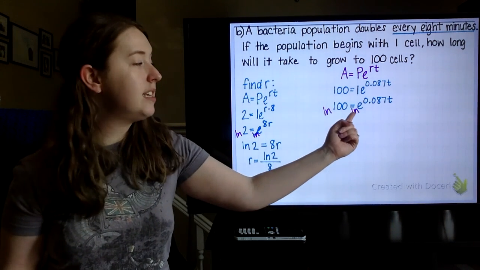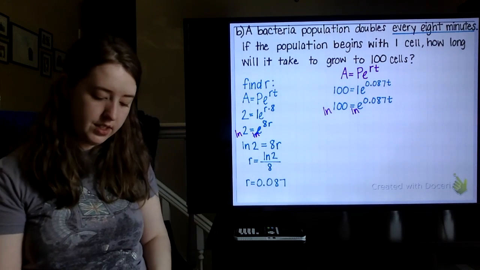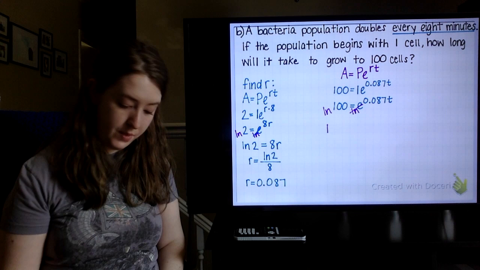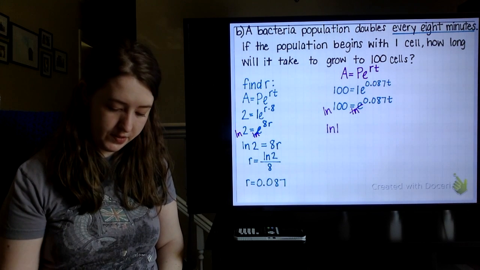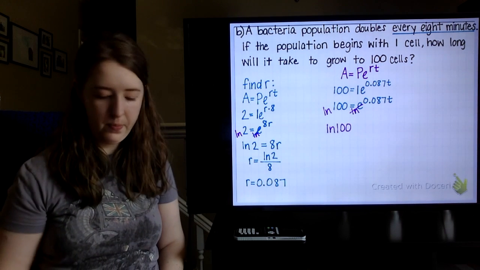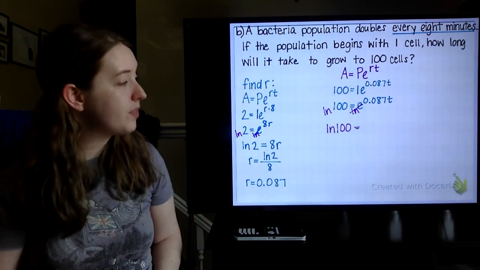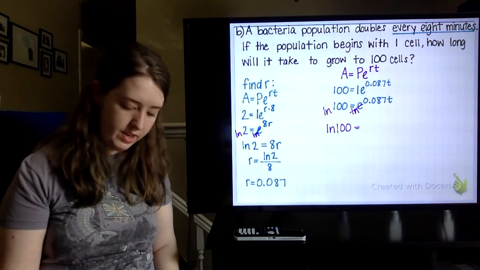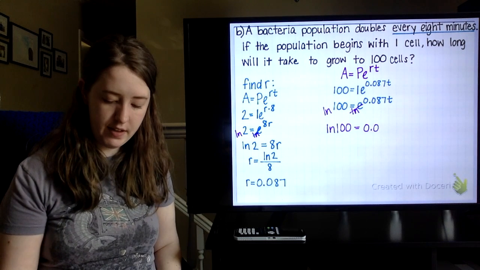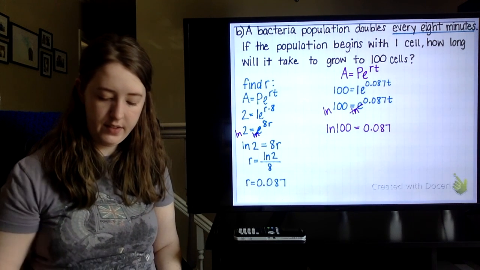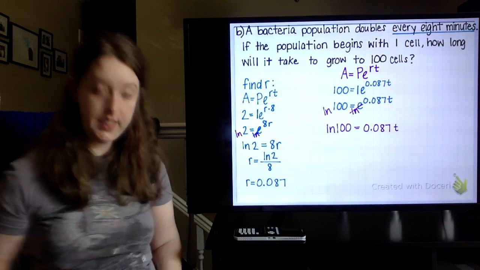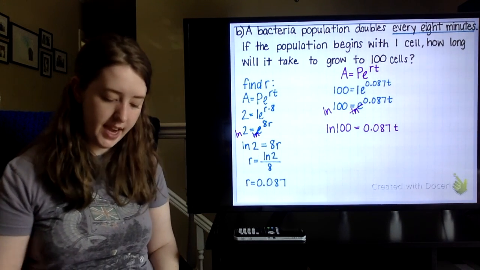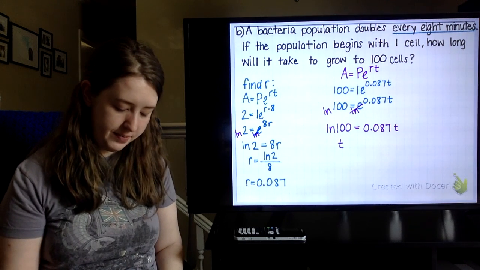So over on this side, natural log and e cancel each other out. On this side, I'm just left with the natural log of 100 equals. And so on this side, since natural log and e canceled out, I have 0.087t. So now to get t by itself, we'll just have to divide by that rate that we found earlier.